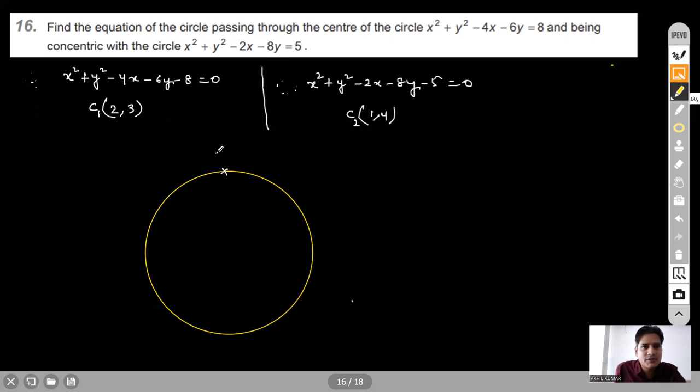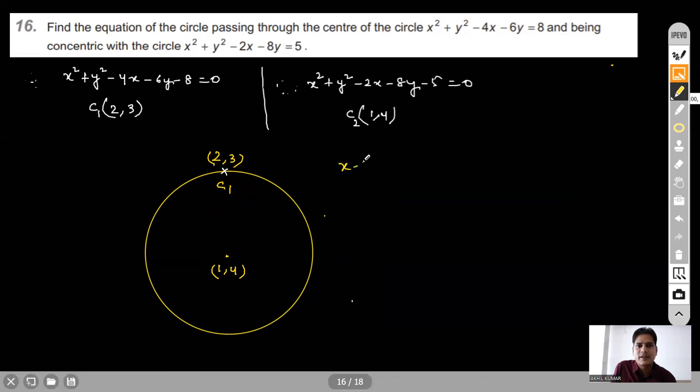The required circle should pass through (2, 3), which is C1. And the center of this circle will be equal to this center, (1, 4), then only it will be concentric with this circle. So we can find the equation of this circle.